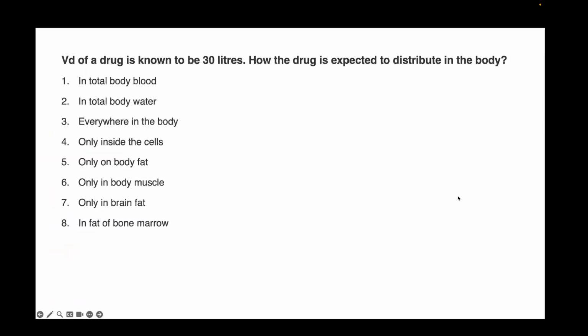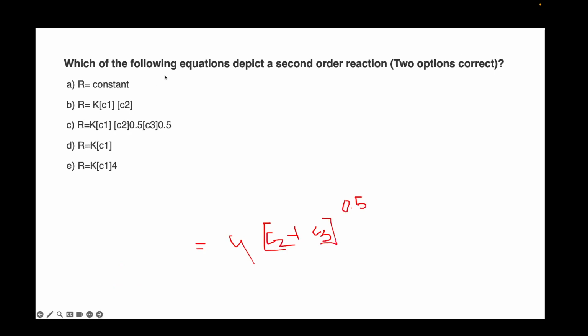Okay, so if here the volume of distribution is known to be 30 liters, and since we know that the total body water volume is approximately 30 to 50 liters, the correct answer here would be option 2, total body water. Moving on to the next question.